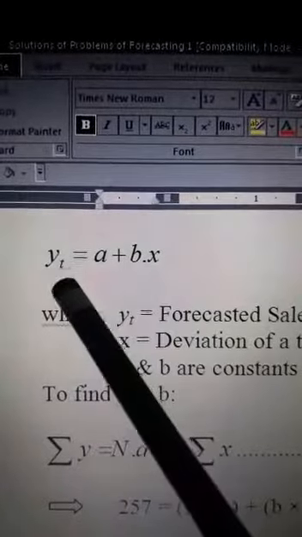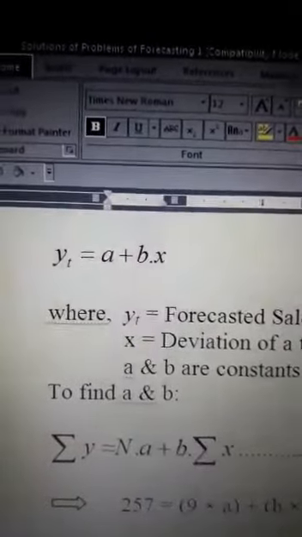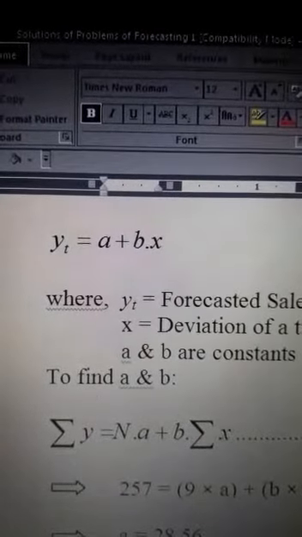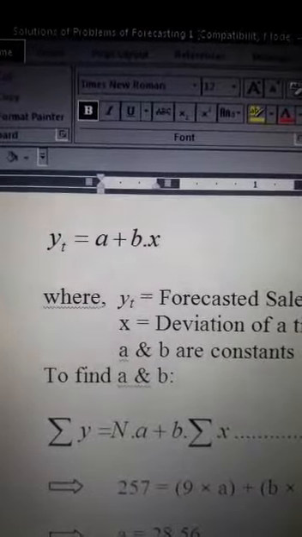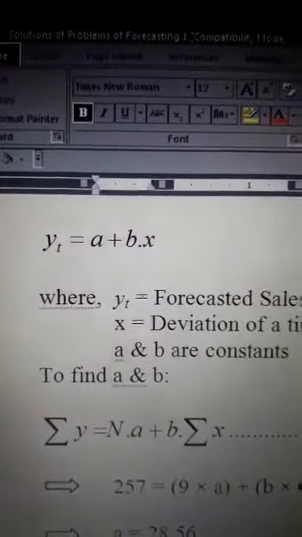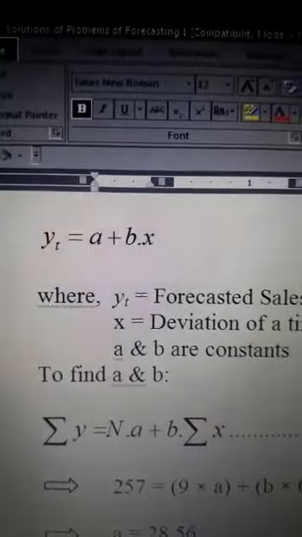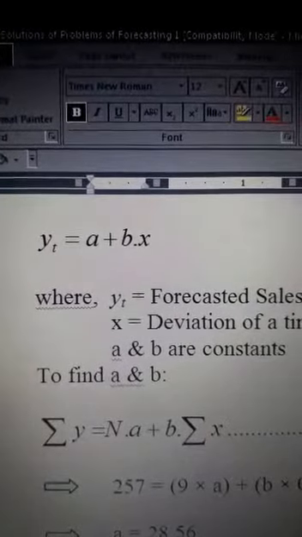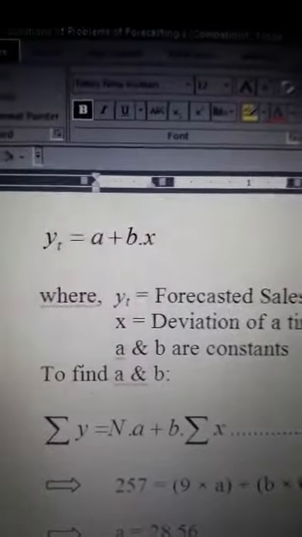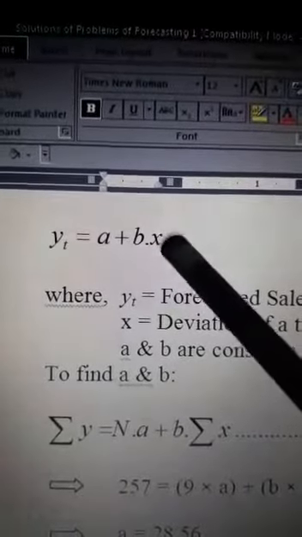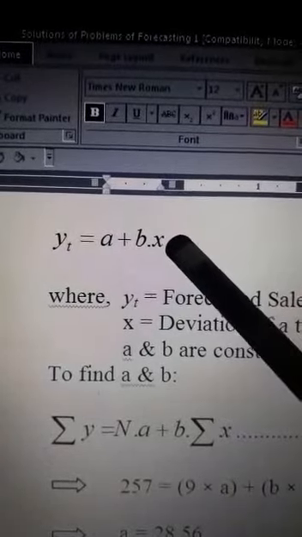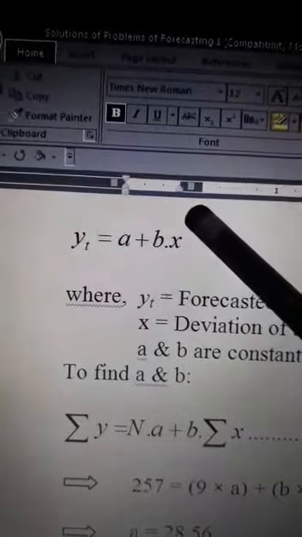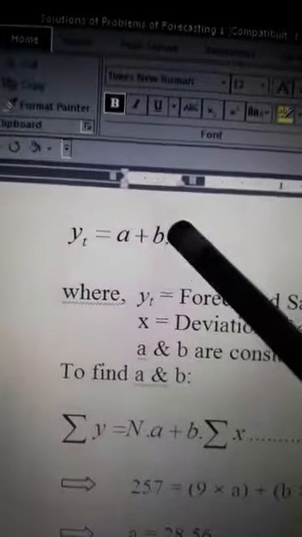Now, what is yt? Yt is the forecasted or estimated future sales or future demand. To be more specific, it is the forecasted sales or estimated sales for any future time period. Now, what is x? X is the deviation of any time period from the mean time period.